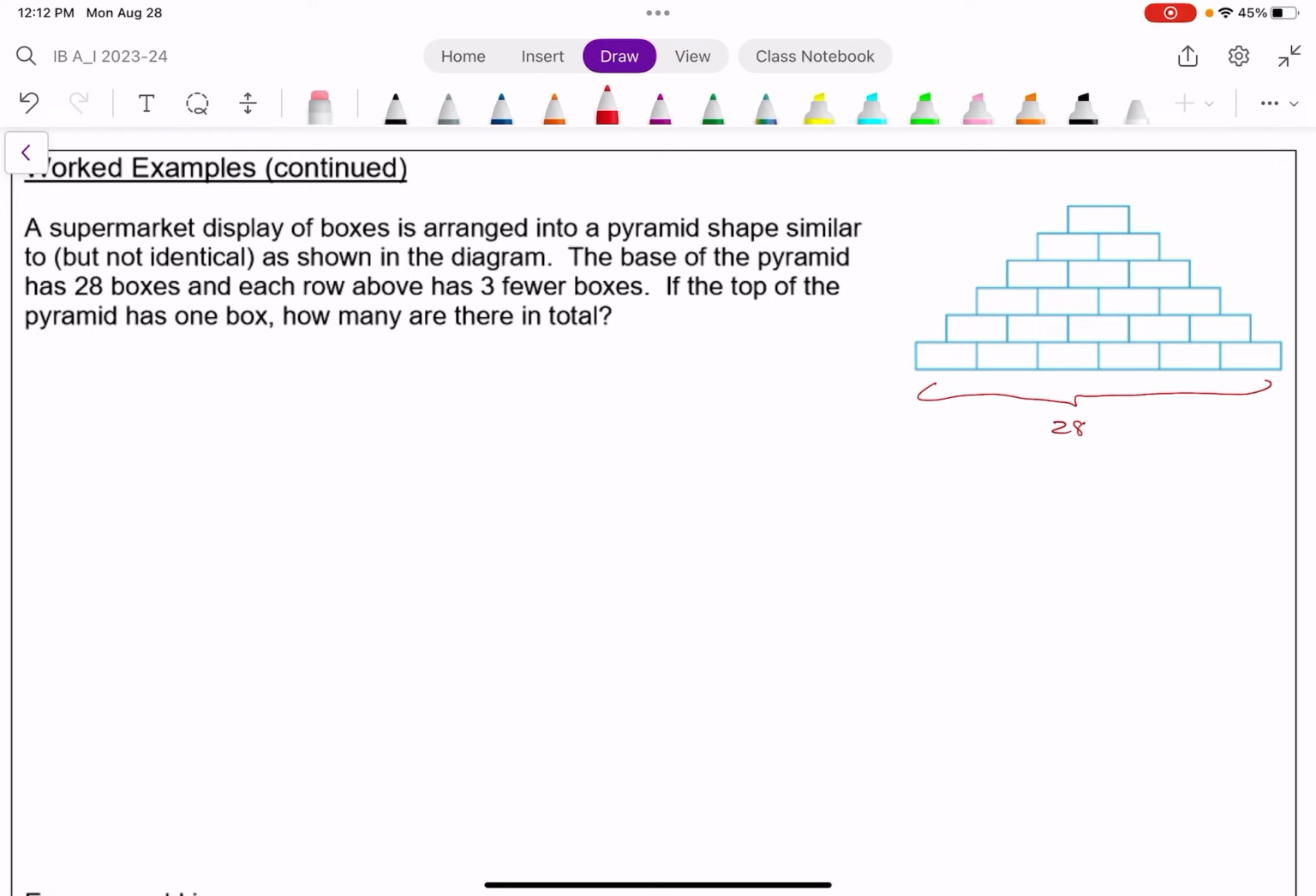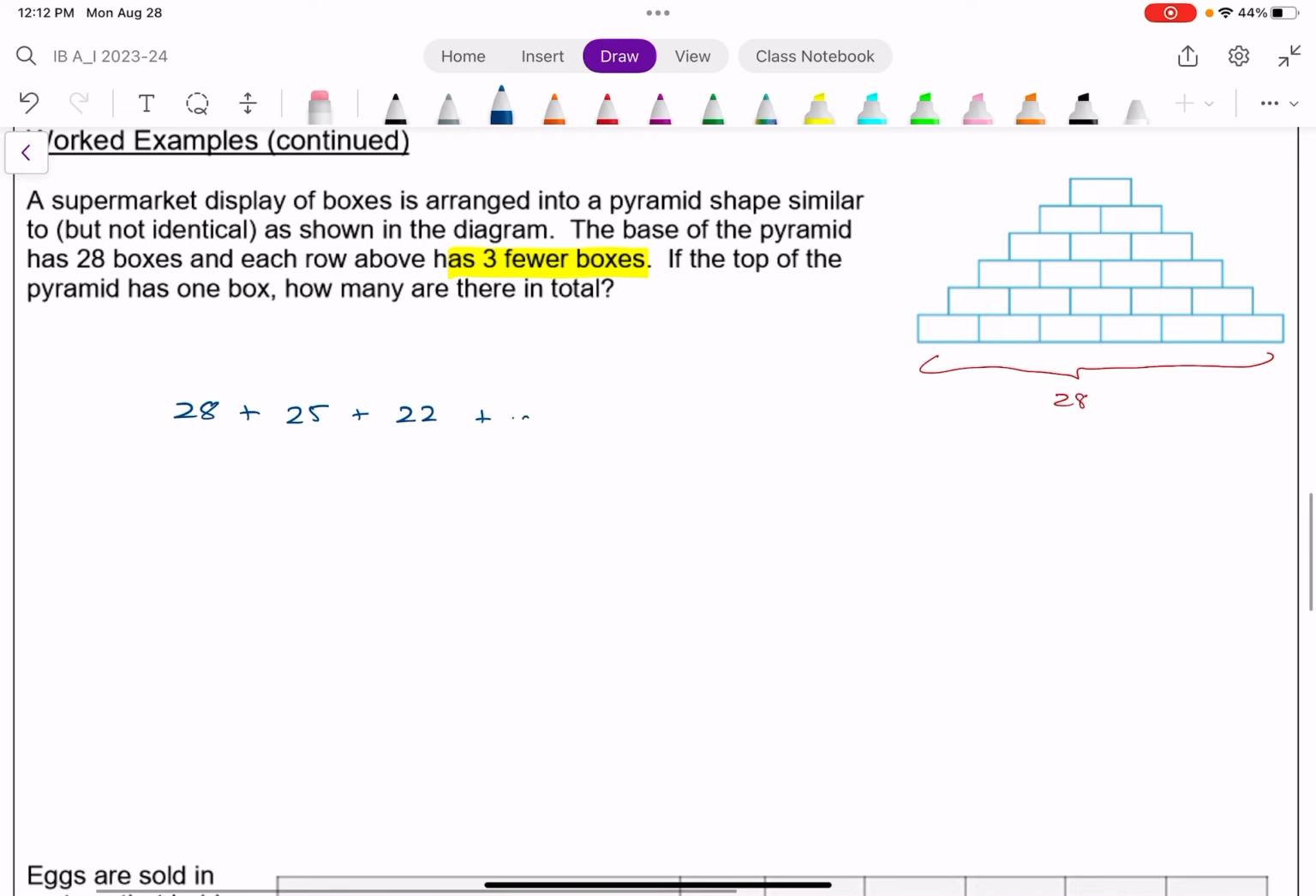So if I was to write this as a sequence or a series, I could write the first term as 28, plus there's 3 fewer in every row. So the next row has 25, plus 22, and so on, all the way down to the final row. The top row just has 1. And so now this question is almost identical to the last one. I know the first and last terms, I just don't know how many terms I'm adding up. So let me find out how many terms there are.